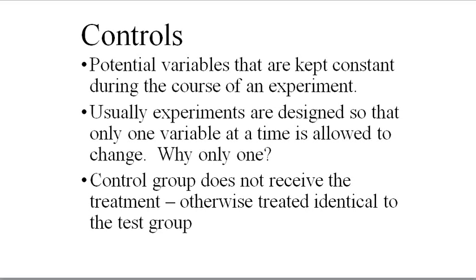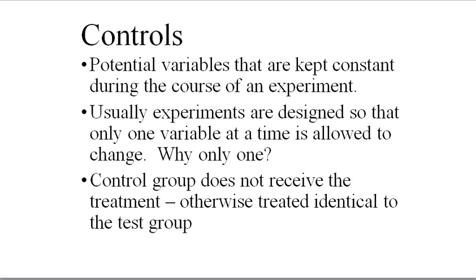When I say controls, I don't mean knobs like you would use to control a device. Instead, I'm referring to factors which could potentially influence an experiment that are going to be kept constant. We're not going to allow them to change during the course of our experiment. The controls are variables that we are currently not testing. Generally, experiments are designed so that only one variable, the experimental variable, is allowed to change at a time. Why is this important? Please come prepared to discuss this in class.